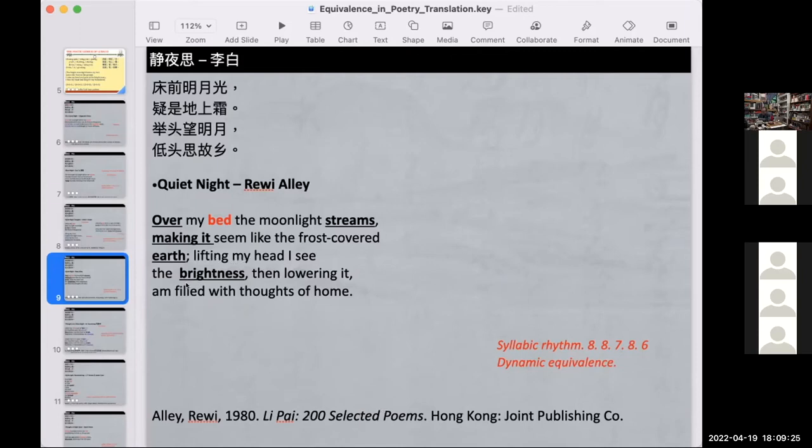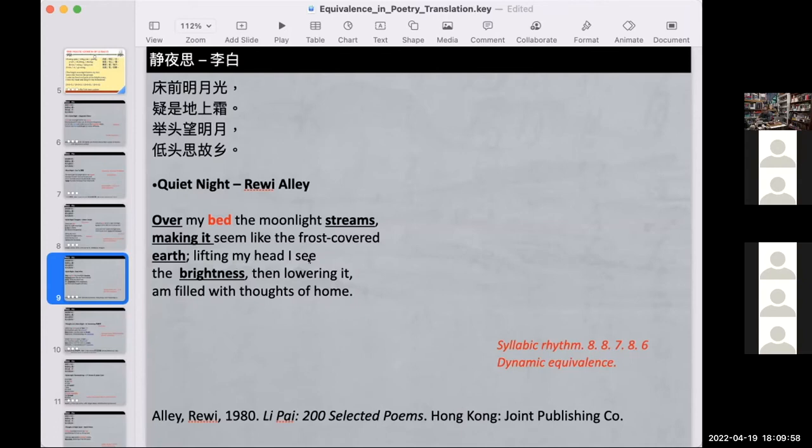Lifting my head, I see the brightness, then lowering it. See, he didn't repeat the word head. Because in Chinese, this repetition is so good, but in English, it may not sound that good. In English, when you say head at the beginning, then you don't need to say head again. You refer to your head as "it," right? This is the natural way of writing in English. But Chinese is different. In Chinese, the appreciation is different.